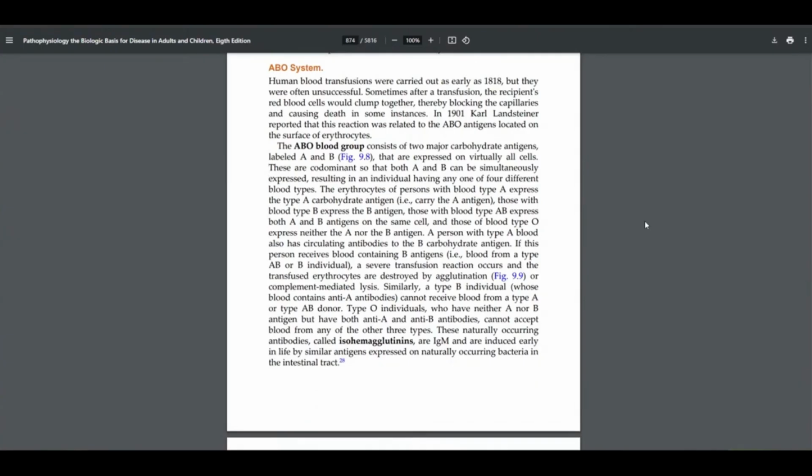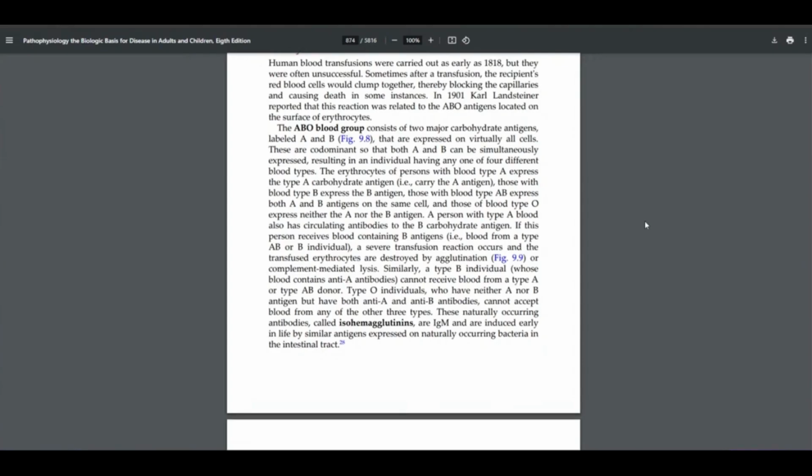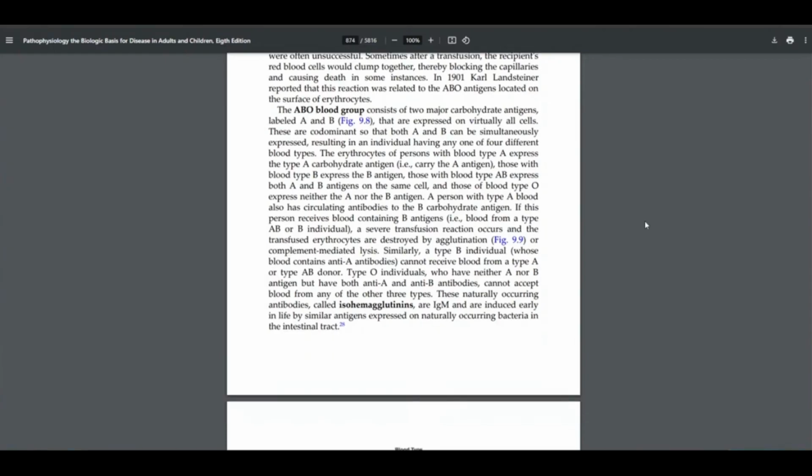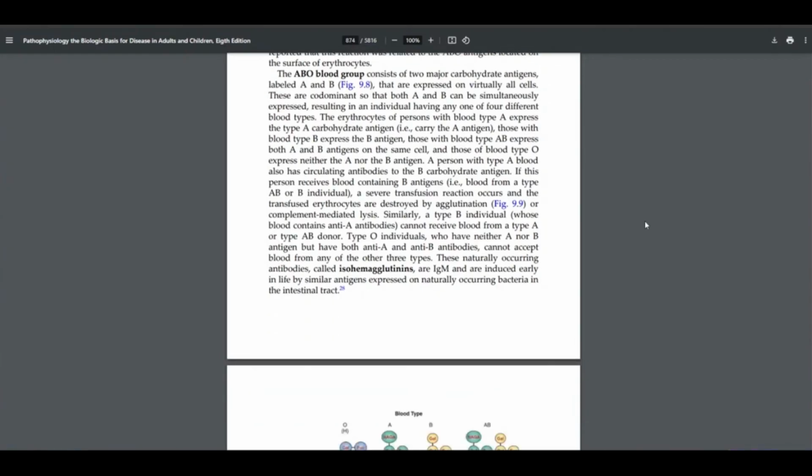The ABO system. Human blood transfusions were carried out as early as 1818, but they were often unsuccessful. Sometimes after a transfusion, the recipient's red blood cells would clump together, thereby blocking the capillaries and causing death in some instances. In 1901, Karl Landsteiner reported that this reaction was related to the ABO antigens located on the surface of erythrocytes. The ABO blood group consists of two major carbohydrate antigens labeled A and B that are expressed in virtually all cells.